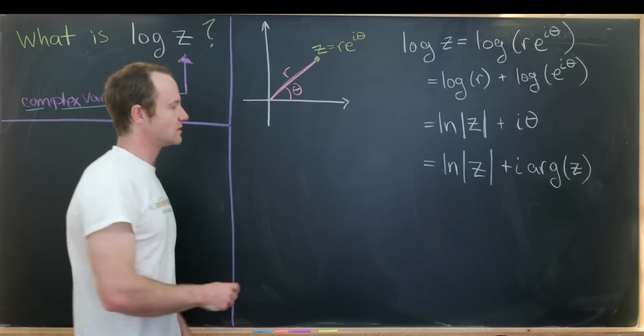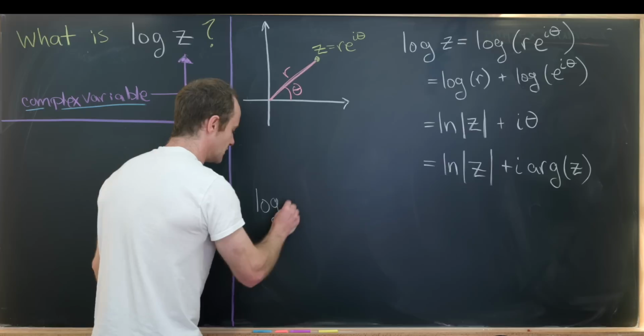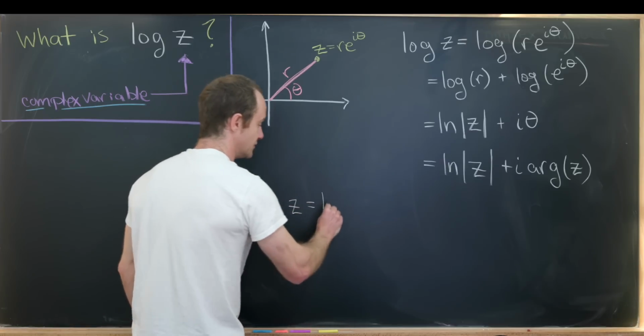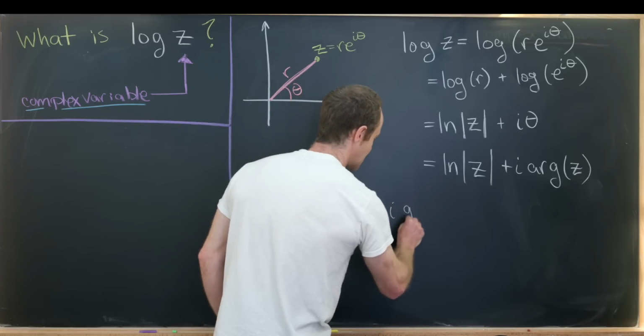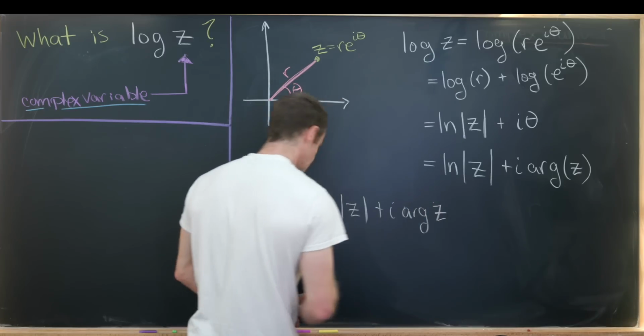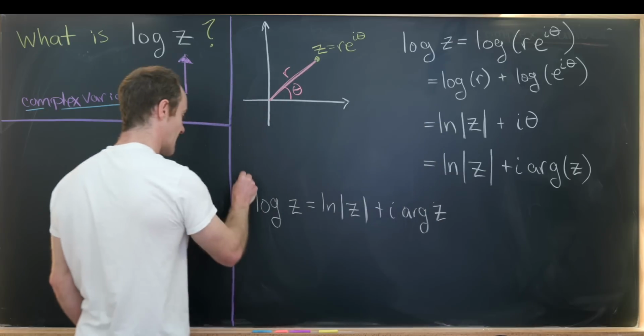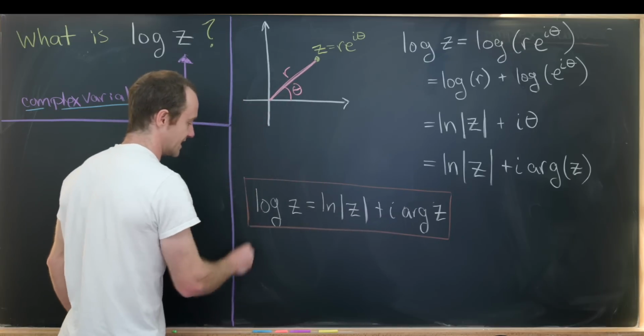Okay, so let's maybe bring this down here and note that we have the log of z is equal to the natural log of the modulus of z plus i times the argument of z. So that would be maybe the best way to think about this complex logarithm very, very simply.